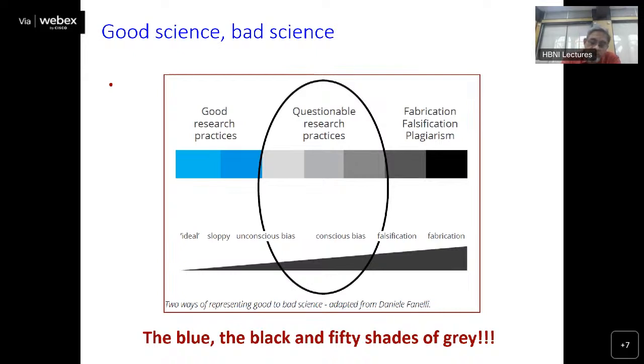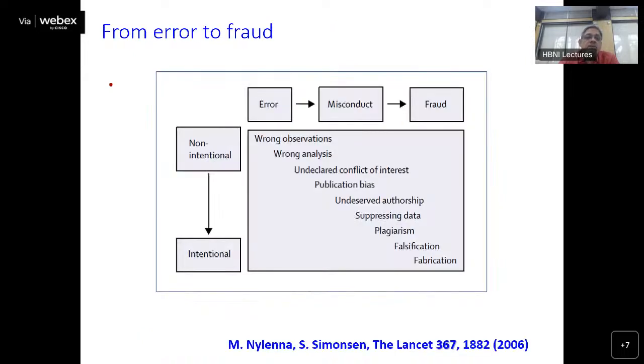Okay, fine. So now how do we go from, say, a good research practice to a very bad research practice? Let's see. How do you go from error to fraud? Firstly, you have a research activity. It can be experimental, it can be anything, so I will term it a research activity. You first start with an error. It could mean a wrong observation, and this error could be entirely non-intentional. You never intended to make this error, but it so happened. It was not intentional at all. But the net result of this error, whether intentional or non-intentional, is what are called wrong observations.